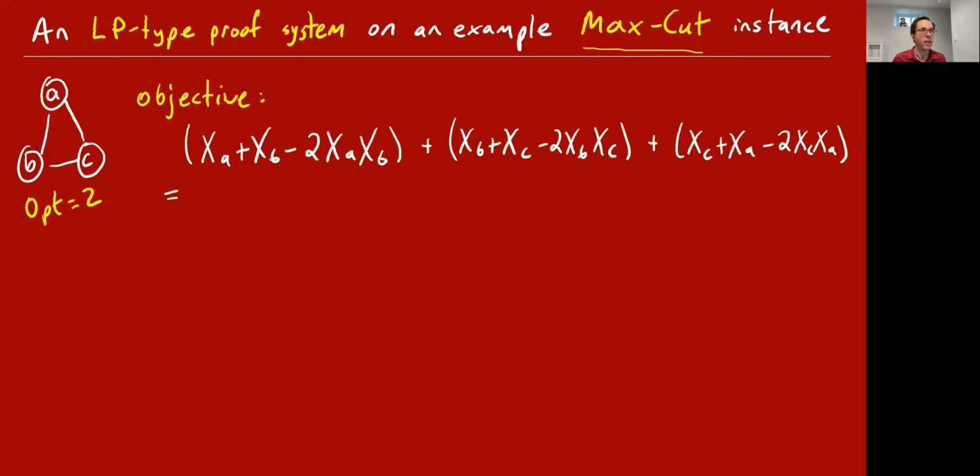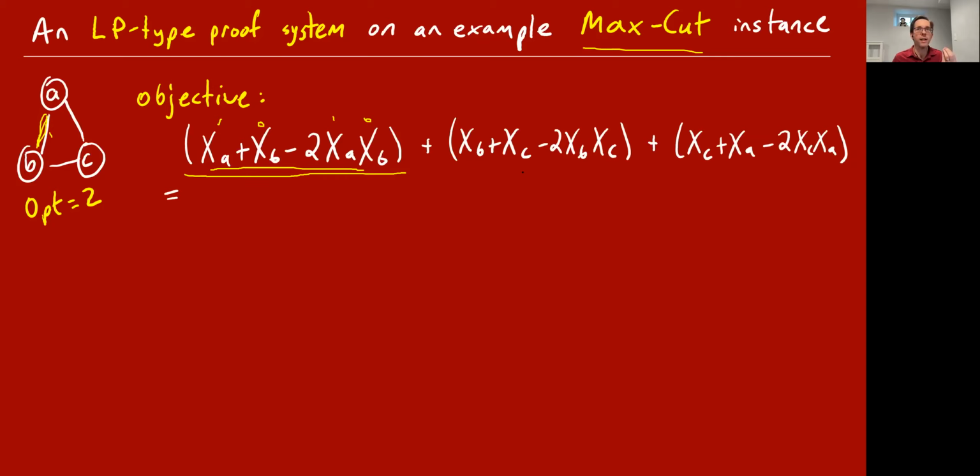Like this edge between A and B, I claim that this expression captures in a 0-1 fashion whether the cut defined by xa and xb cuts this edge. If they're both 1, you get 1 plus 1 minus 2 times 1, which is 0, not cut. If they're both 0, you get 0 plus 0 minus 2 times 0, which is 0, not cut. But if xa is 1 and xb is 0, you get 1 plus 0 minus 2 times 1 times 0, so you just subtract 0, and you get 1. So this little degree 2 expression encapsulates whether or not this edge is cut.